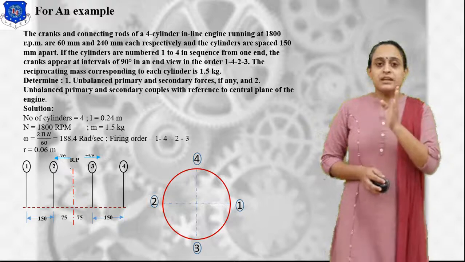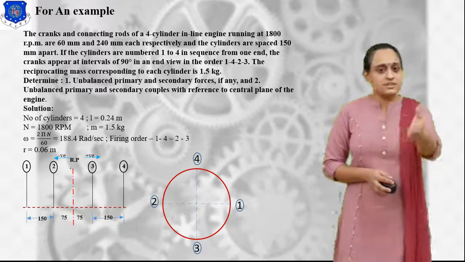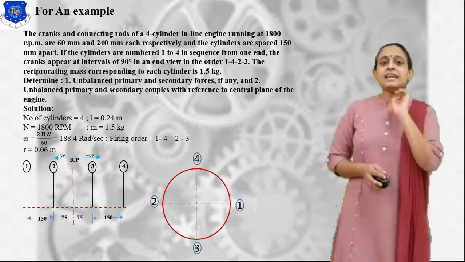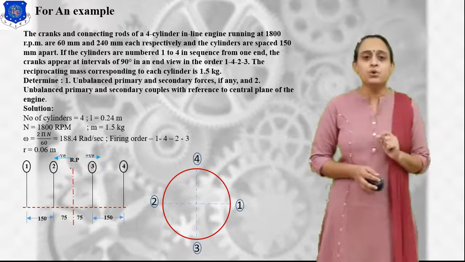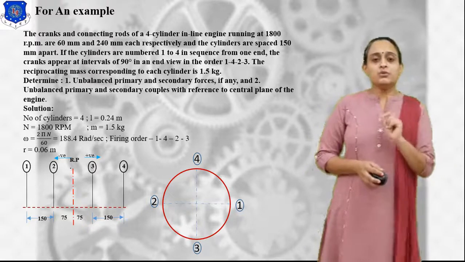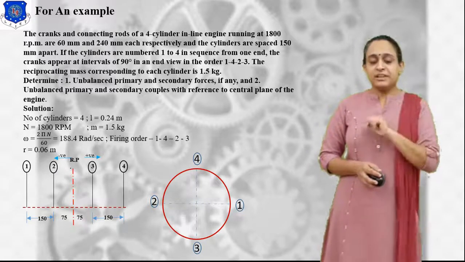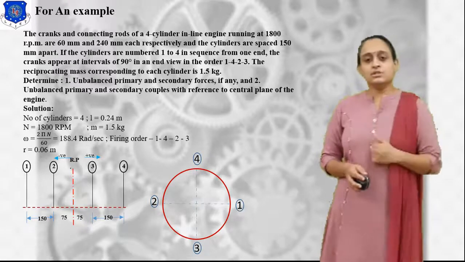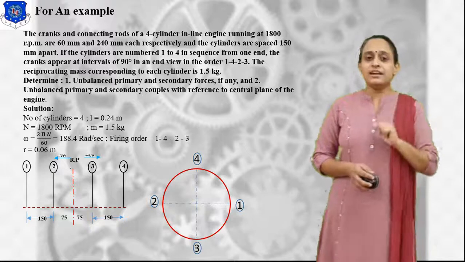Next, the cylinders are numbered 1 to 4 in a sequence. We have given the numbers as 1, 2, 3 and 4. The cranks appear at an equal interval of 90 degrees in an end view in the order 1, 4, 2 and 3. It means the first crank appears as 1, then the second is 4, then 2, and then 3. So 1, 4, 2 and 3 appear at 90 degrees.